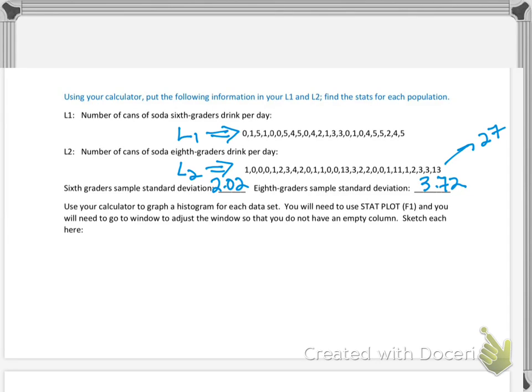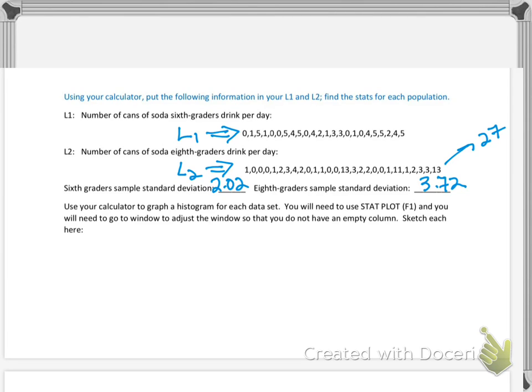So I'm going to say second 1, that gives me L1. You can put a frequency in of 1. Okay, if you do that, everything's going to be fine. So have a frequency of 1. That means they're going to value each of these data points by 1. So they're going to build your histogram.